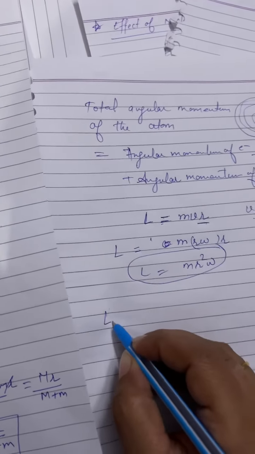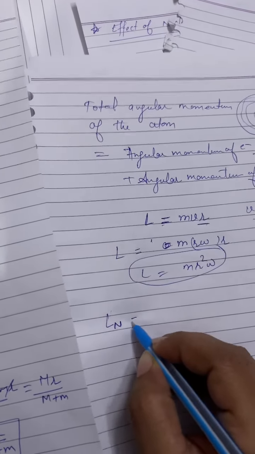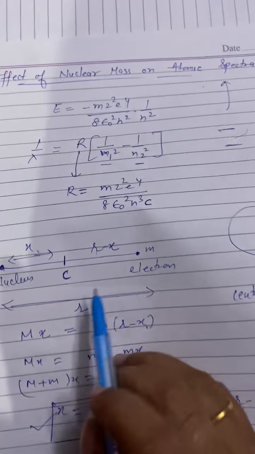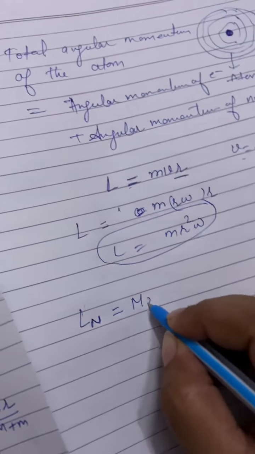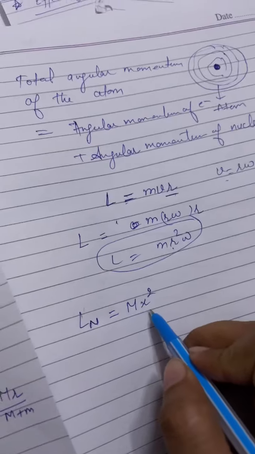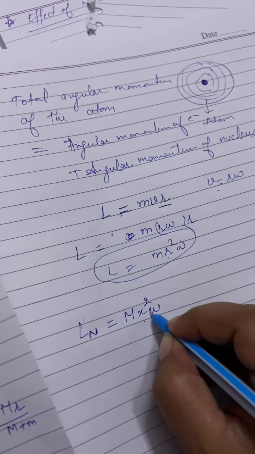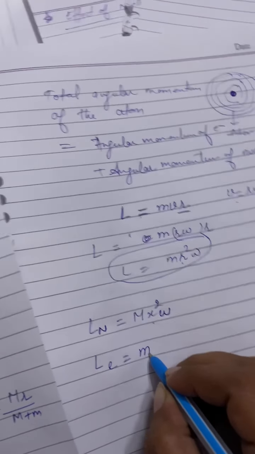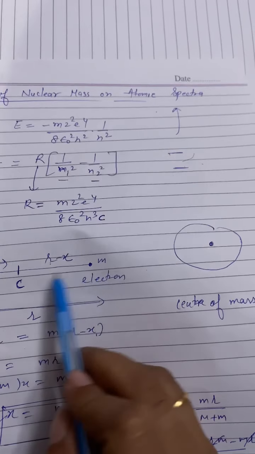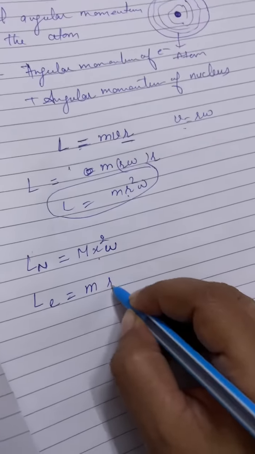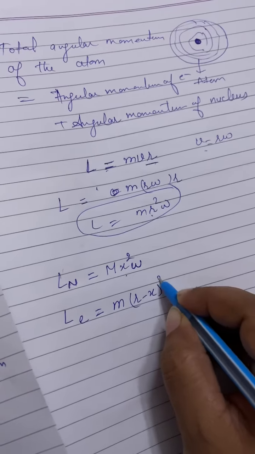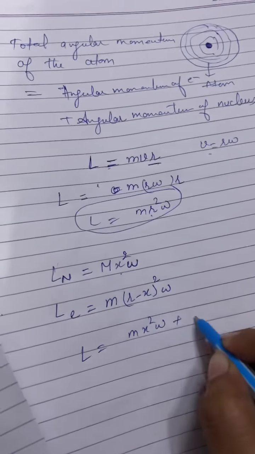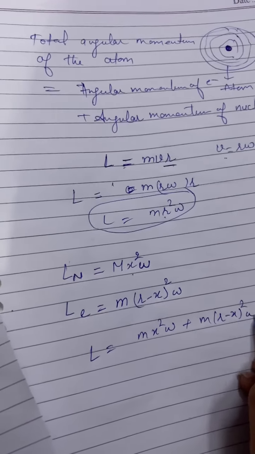So the angular momentum of nucleus will be L is equal to mass of the nucleus, and the distance of nucleus from the center of mass is x. So here x square, r is replaced by distance x, and omega is the angular velocity. Similarly, for the electron, Le is equal to mass of electron, and the distance of electron from the center of mass is r minus x. So the total angular momentum will be M x square omega plus m into r minus x whole square omega.